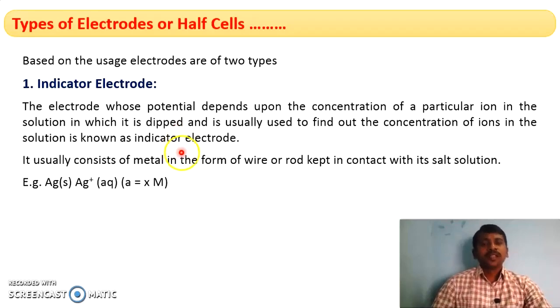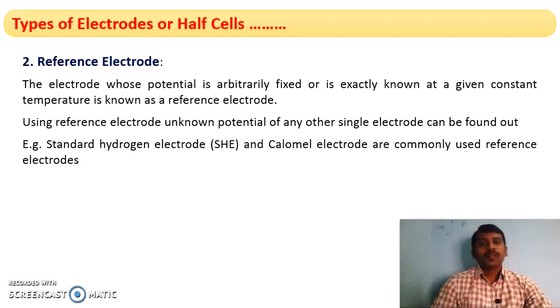As an example, we can take a silver electrode dipped in a solution containing silver ions. Next we move on to the second type, reference electrodes. Reference electrodes are the electrodes whose potential is arbitrarily fixed or is exactly known. They are called reference electrodes.